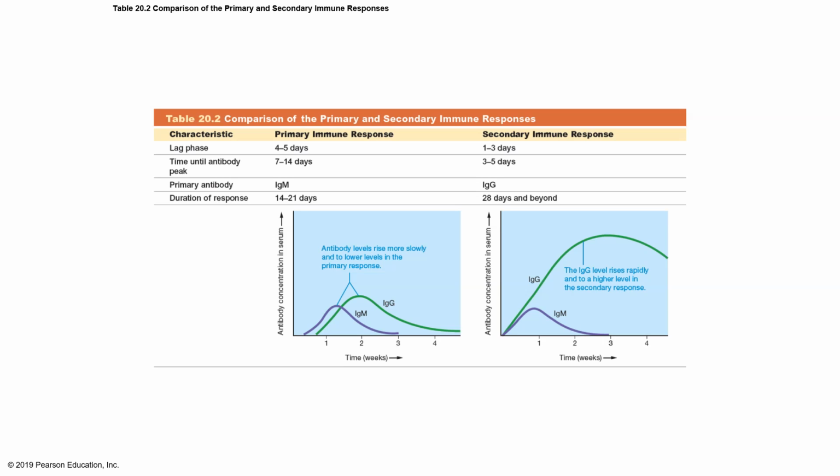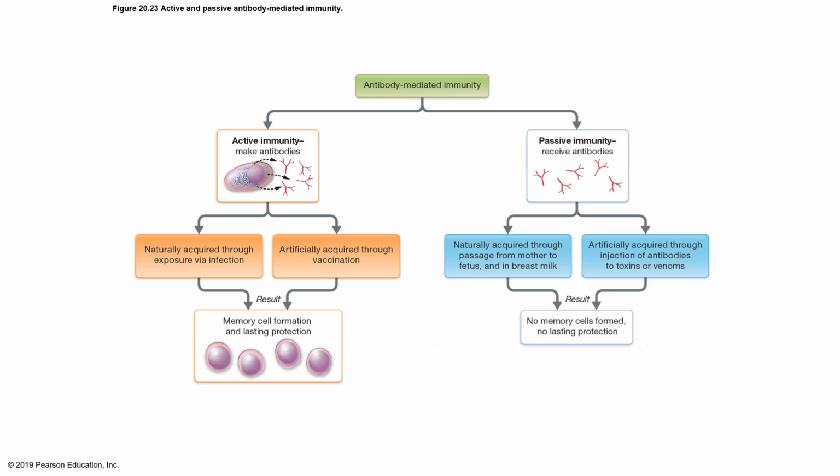IgG is the primary antibody, as you can see, and the amount is much higher than what you see in the primary immune response. And its duration is from 28 days and beyond. So it's got a much more thorough response. Antibody-mediated immunity can be divided into active immunity and passive immunity.